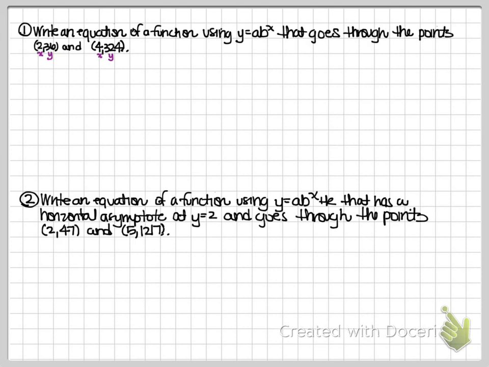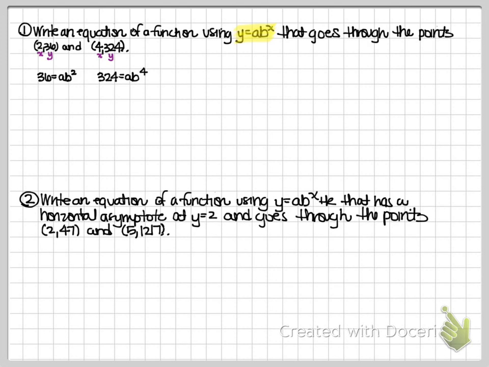If I take a look at the equation itself, I'm being told that I'm supposed to use y equals ab to the x. So basically being outright told that there is no horizontal asymptote, so I can neglect the fact that there might be a plus k. I'm going to go ahead and plug these in. That's going to give me 36 is equal to ab squared, and then I'm going to create it again using the next point. 324 is equal to ab to the 4th.